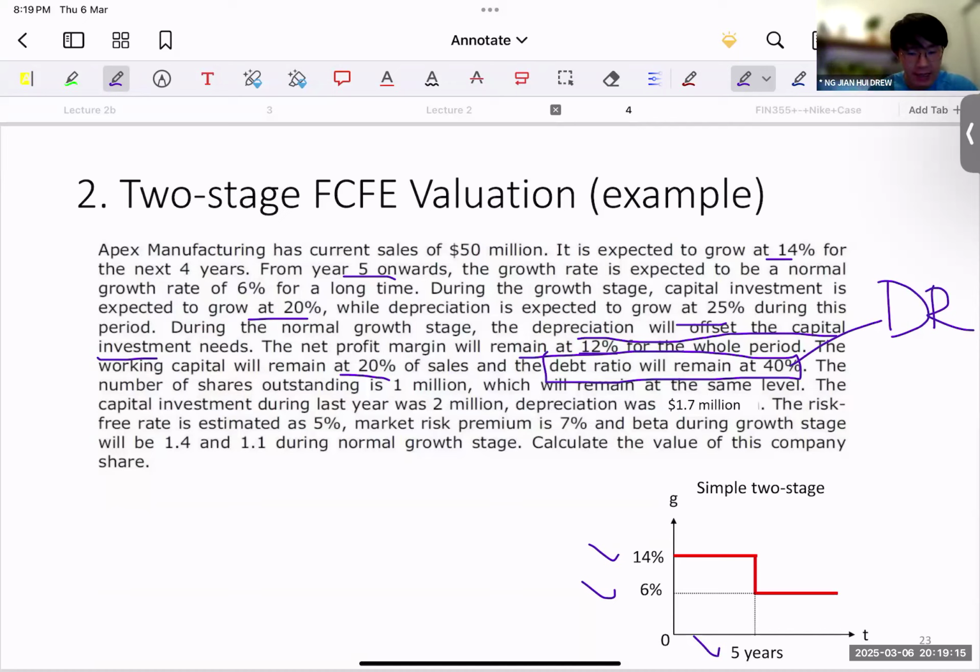Number of shares 1 million, same. The capital investment during the last 2 years was 2 million, same. Depreciation is given at 1.7 million. These are the same. We have our risk-free rate, and market risk premium at 7%. The betas are 1.4 and 1.1. So the information is more or less the same as what we saw earlier.